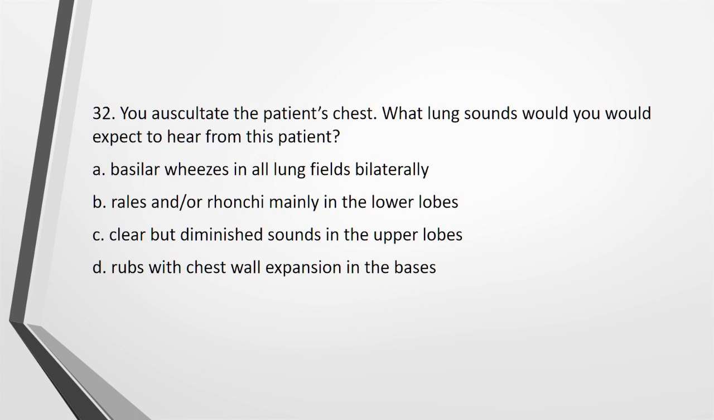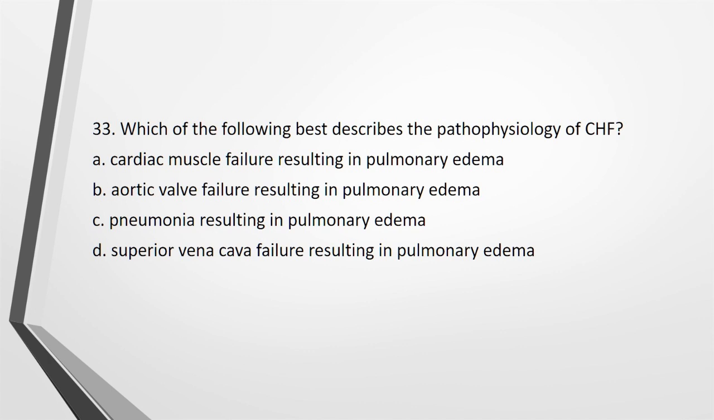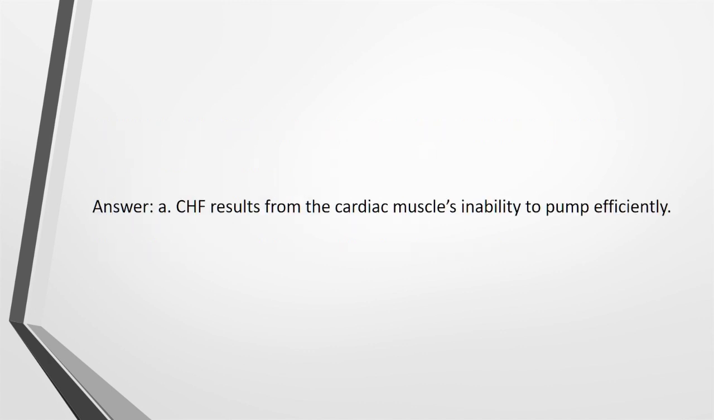32. You auscultate the patient's chest. What lung sounds would you expect to hear from this patient? Answer: B. The pulmonary edema associated with CHF commonly results in rales and/or rhonchi, especially in the lower lobes. 33. Which of the following best describes the pathophysiology of CHF? Answer: A. CHF results from the cardiac muscle's inability to pump efficiently.